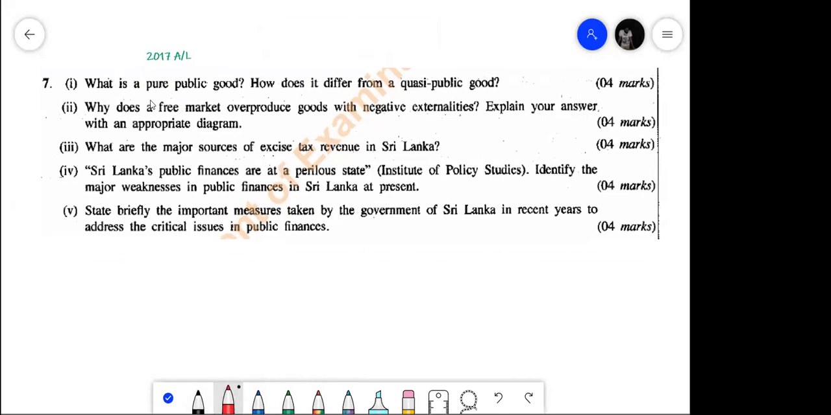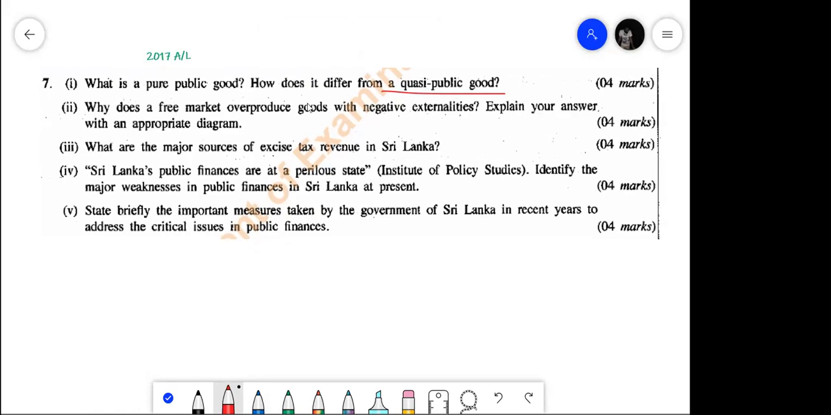Okay, then this one. What is a public good? Now I'm not going to explain, guys. And how does it differ from a quasi public good? All you have to do is explain, put in some examples also, explain using the features, right? Non-rivalry, non-excludability, rivalry features. Put in those, explain those. Simple thing, not going to talk too much.